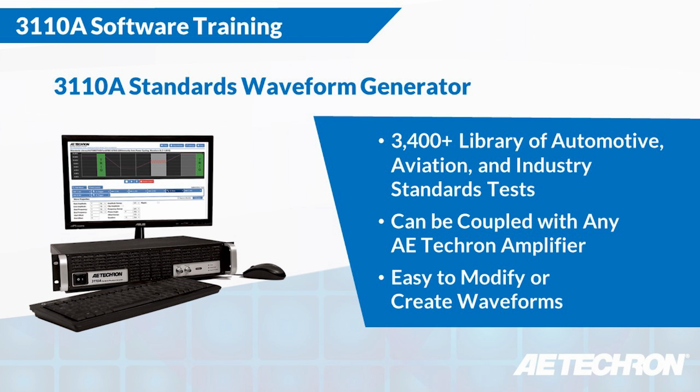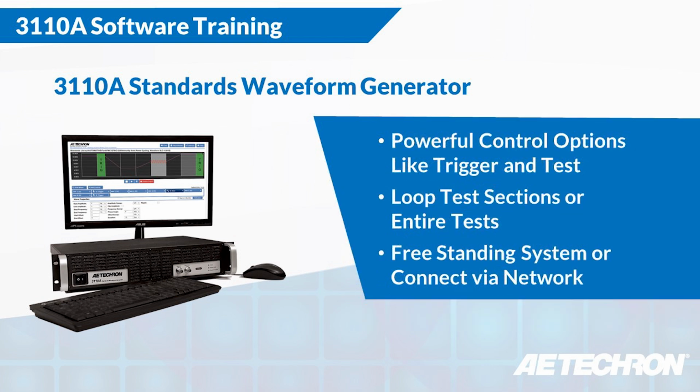Create multi-test programs by quickly linking tests from the standards library. Powerful control options like trigger and loop allow even the most complicated tests to be entered easily and quickly. You can loop test sections or the entire test and repeat loops with increments of up to 4 variables. The 3110A can be used as a freestanding test system or connected by Ethernet network and controlled remotely.